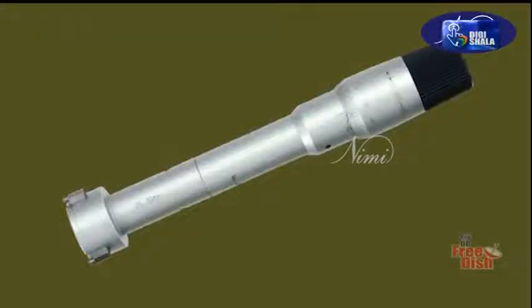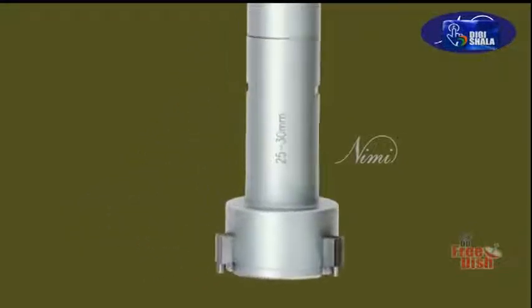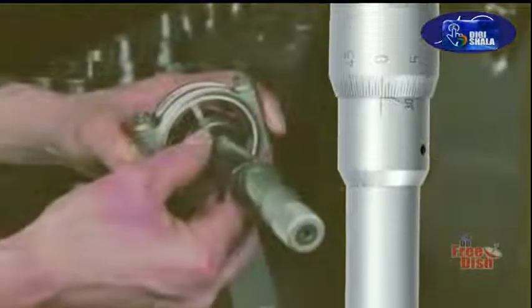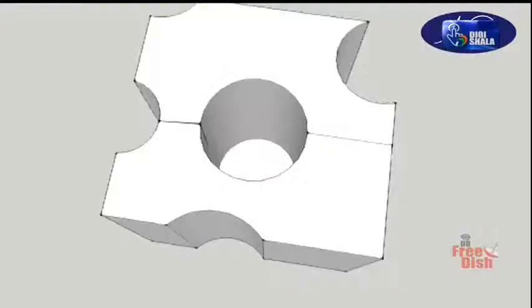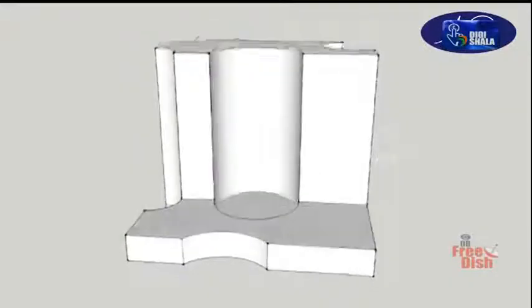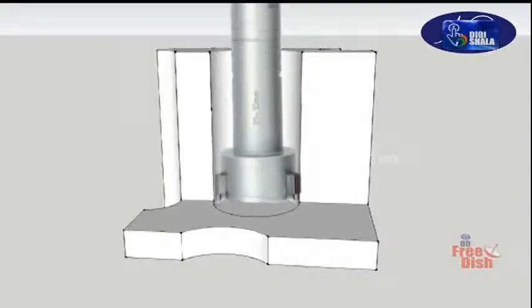A 3-point internal micrometer is used for direct measurement of an internal diameter accurately and efficiently. It is also used to measure the diameter of a deep hole, the end of a blind hole.